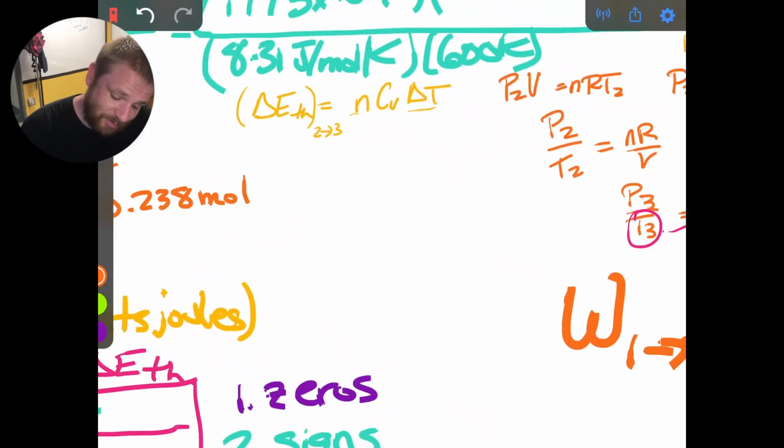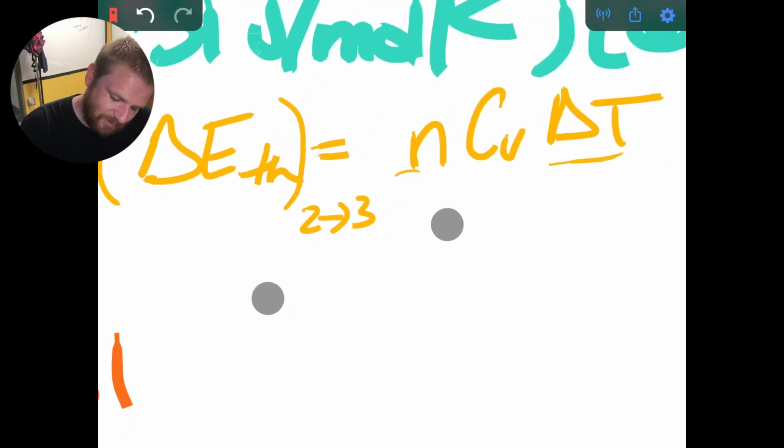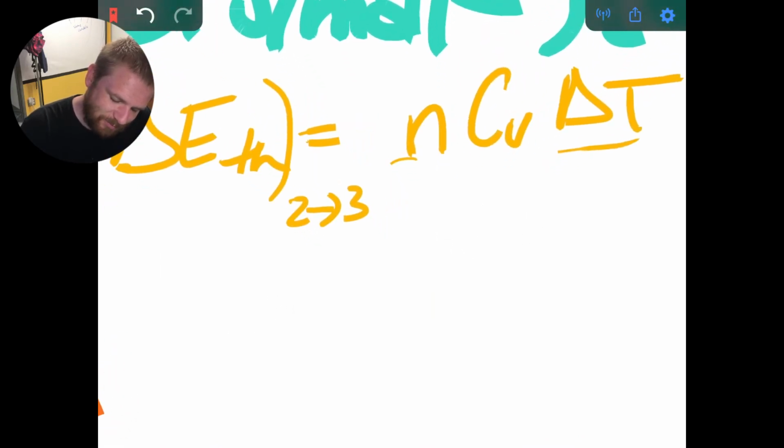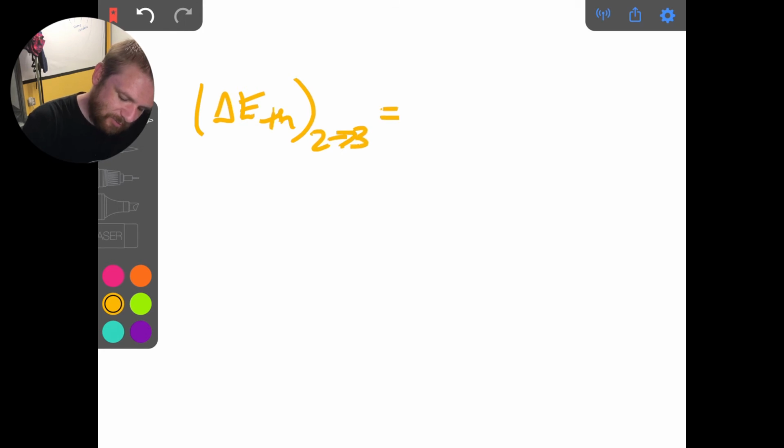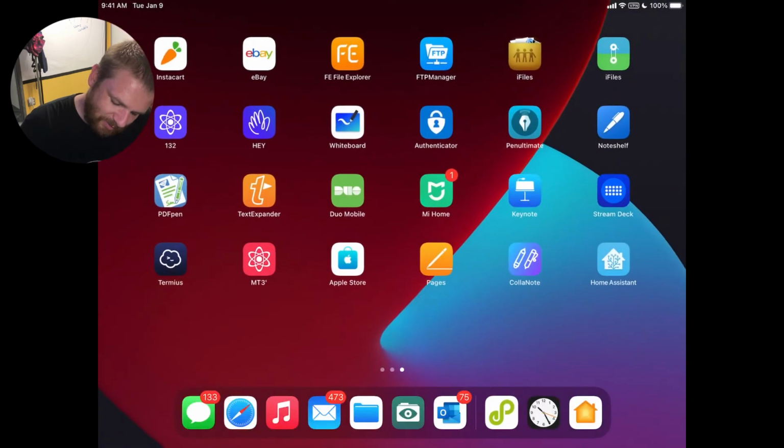All right, now we are in a position to solve for the change in the thermal energy along that path 2 to 3. I'm going to zoom in a little bit more just because we're running out of room here. So the change in the thermal energy along that path 2 to 3 is equal to nCV delta T. Now CV is something that is also on the equation sheet.